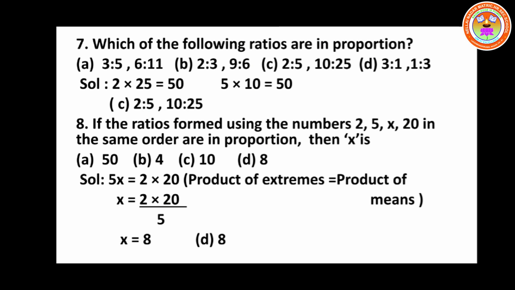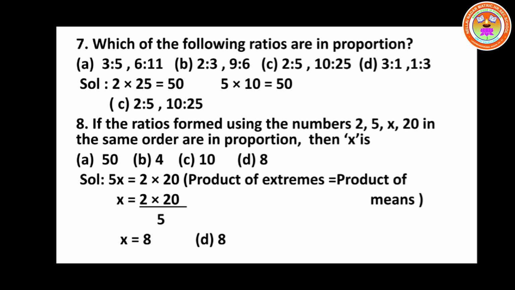Now next, 8th problem. If the ratios formed using the numbers 2, 5, x, 20 in the same order are in proportion, then x is: option A 50, option B 4, option C 10, option D 8. So what are the values actually they are given? 2, 5, x, 20. Okay children.